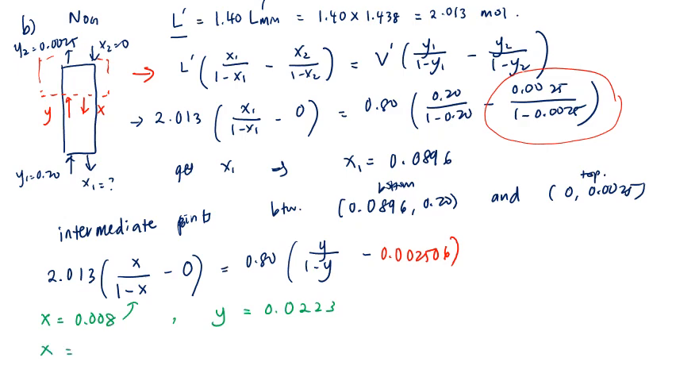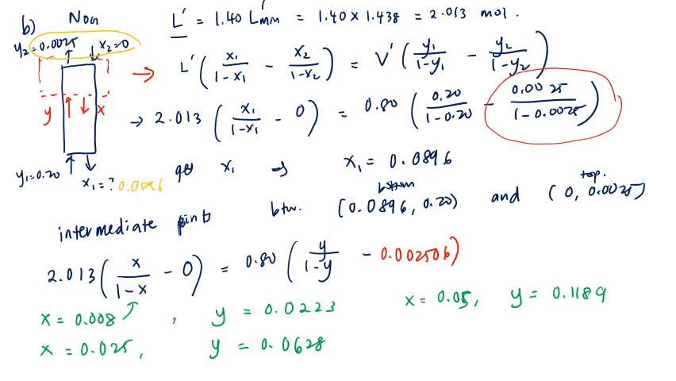So if you put another x value, for example x equals 0.025, then you get y equals 0.0628. And to ascertain further the shape of your operating line, you can also add another x value. Let's say x equals 0.05, then you will get y equals 0.1189. So you now have 5 coordinates, which are this one, 0 and 0.0025, this one x1 is 0.0896 and 0.2, and then these other three points. So you have 5 points to plot the operating line.